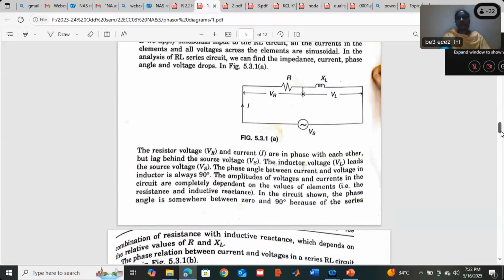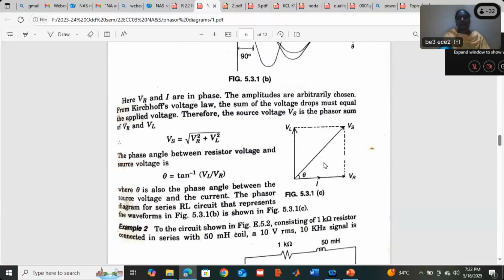Okay. Now we are doing it in the phasor diagram. Voltage across the resistor is taken on the x-axis. Voltage across the inductor is taken on the y-axis. And the supply voltage comes in the first quadrant. This is the angle. Now I is the current. You can see Vs, voltage leads current by theta degrees, or current lags voltage by theta degrees. So theta is the phase angle between supply voltage and current.